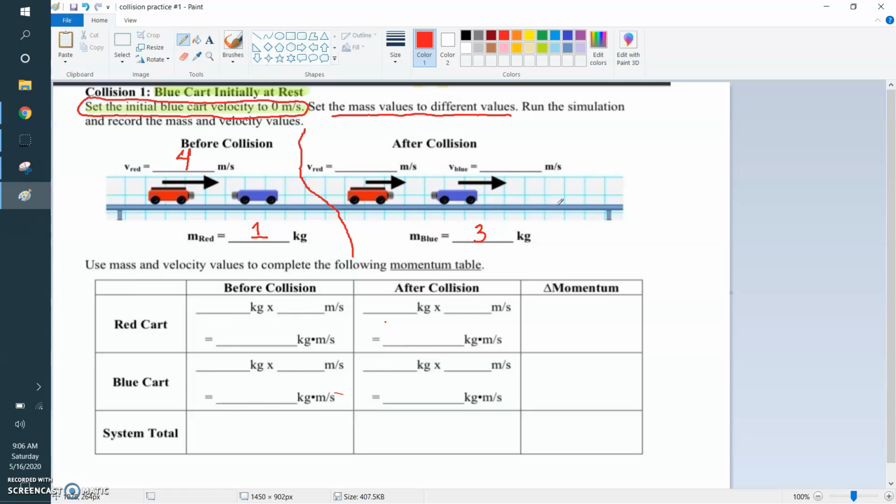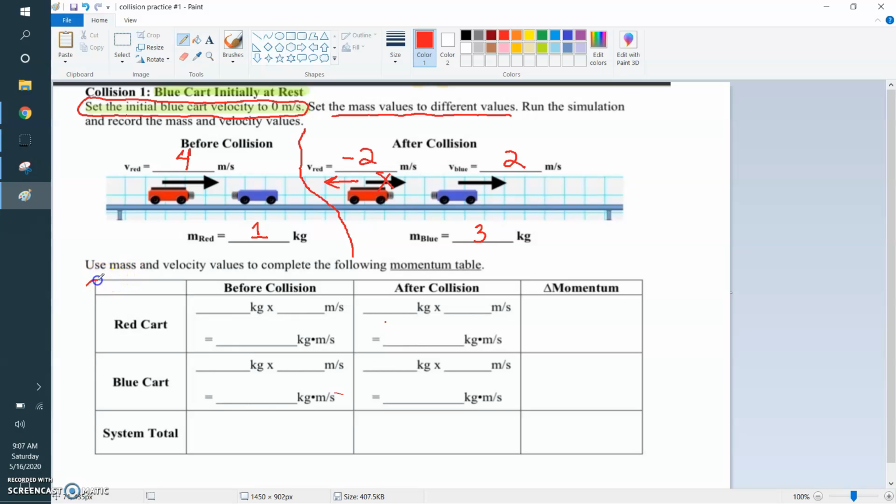So after the collision, this arrow right here is actually facing the wrong way. It actually was going that way. So it had a velocity of -2 meters per second for the red car and +2 meters per second for the blue car. Momentum is always conserved in both inelastic and elastic collisions. Let's go ahead and do the math to show that.